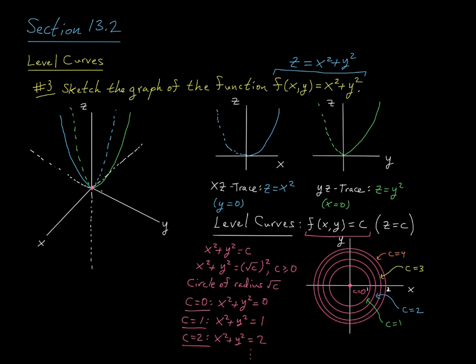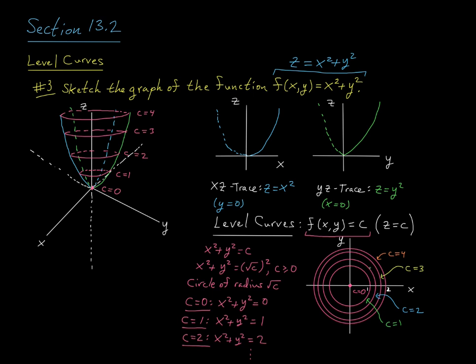So when c is 0, we're just saying, okay, in the xy plane itself, our surface will intersect the xy plane in only a single point, right here at the origin. Now, if we go up to an altitude of 1, we're going to cut out the unit circle. So this is when c is 1. You go up another step, and you're going to get a circle of radius root 2. Then go up another step, and you're going to get a circle of radius root 3, and so on and so forth, okay? So this is a nice picture of our surface.